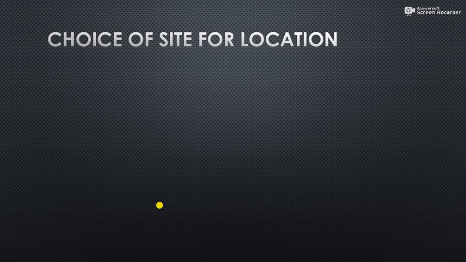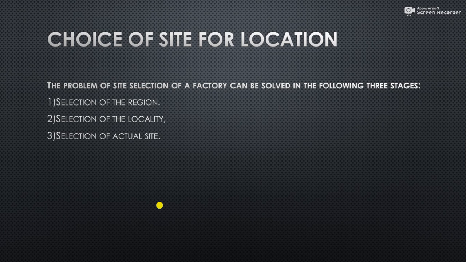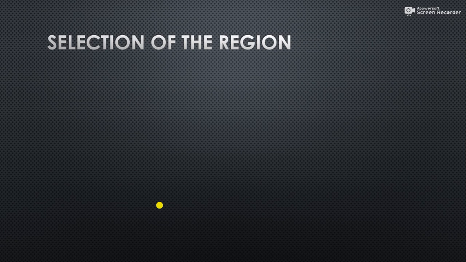Our next topic is choice of site location. So basically, we need to consider the three stages or three basic foundations. The problem of site selection of a factory can be solved in the following three stages. Our first stage is selection of region. Next stage is selection of locality, and third stage is selection of actual site. So let us begin with selection of the region.